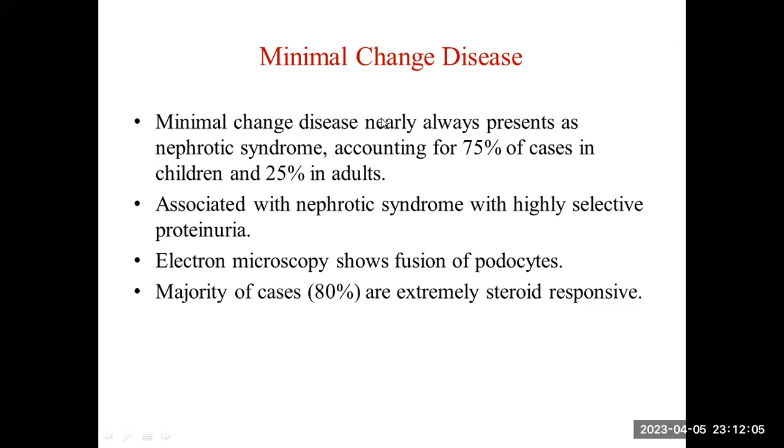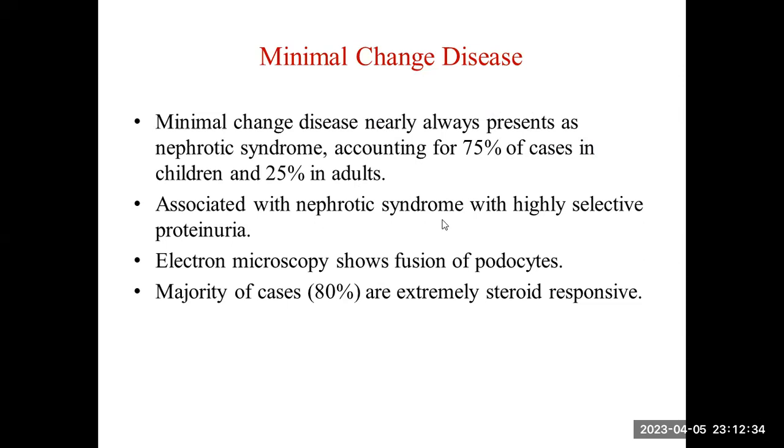T lymphocytes. There are some autoreactive T cells which will start releasing some cytokines, and these inflammatory cytokines in minimal change disease will neutralize the negative charge on the glomerular filtration membrane. It will reduce the negative charge on the glomerular filtration membrane, and so it will disrupt the charge barrier of the filtration membrane. It will not affect the size barrier. It will affect the charge barrier.